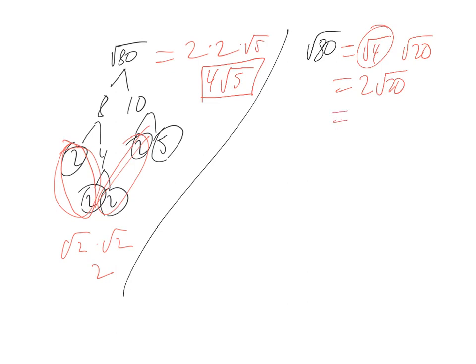Rad 20 is rad 4 times rad 5. That 2 is still there. So now this just becomes 2 times 2 times rad 5, which of course is 4 times rad 5. So you get the same answer either way. There you go.